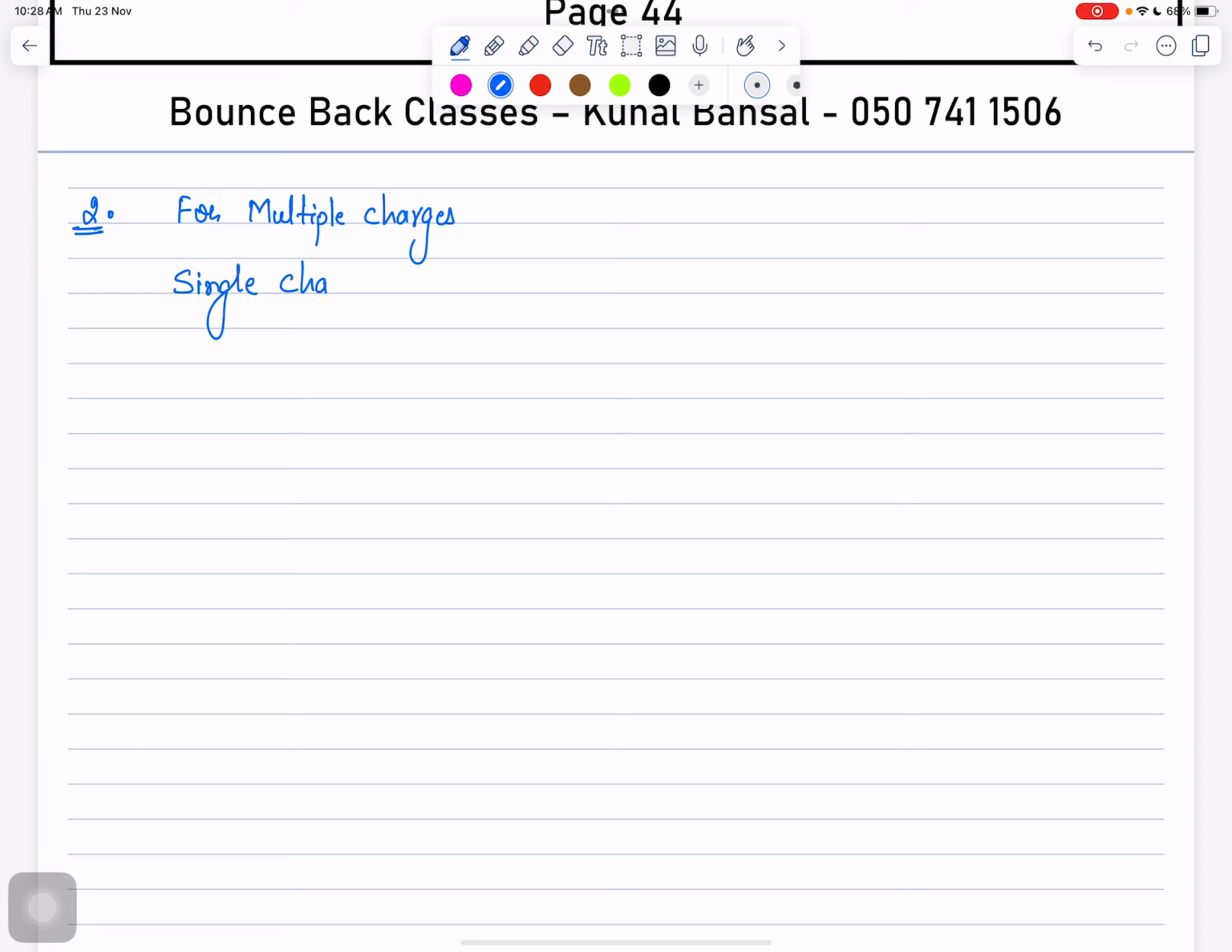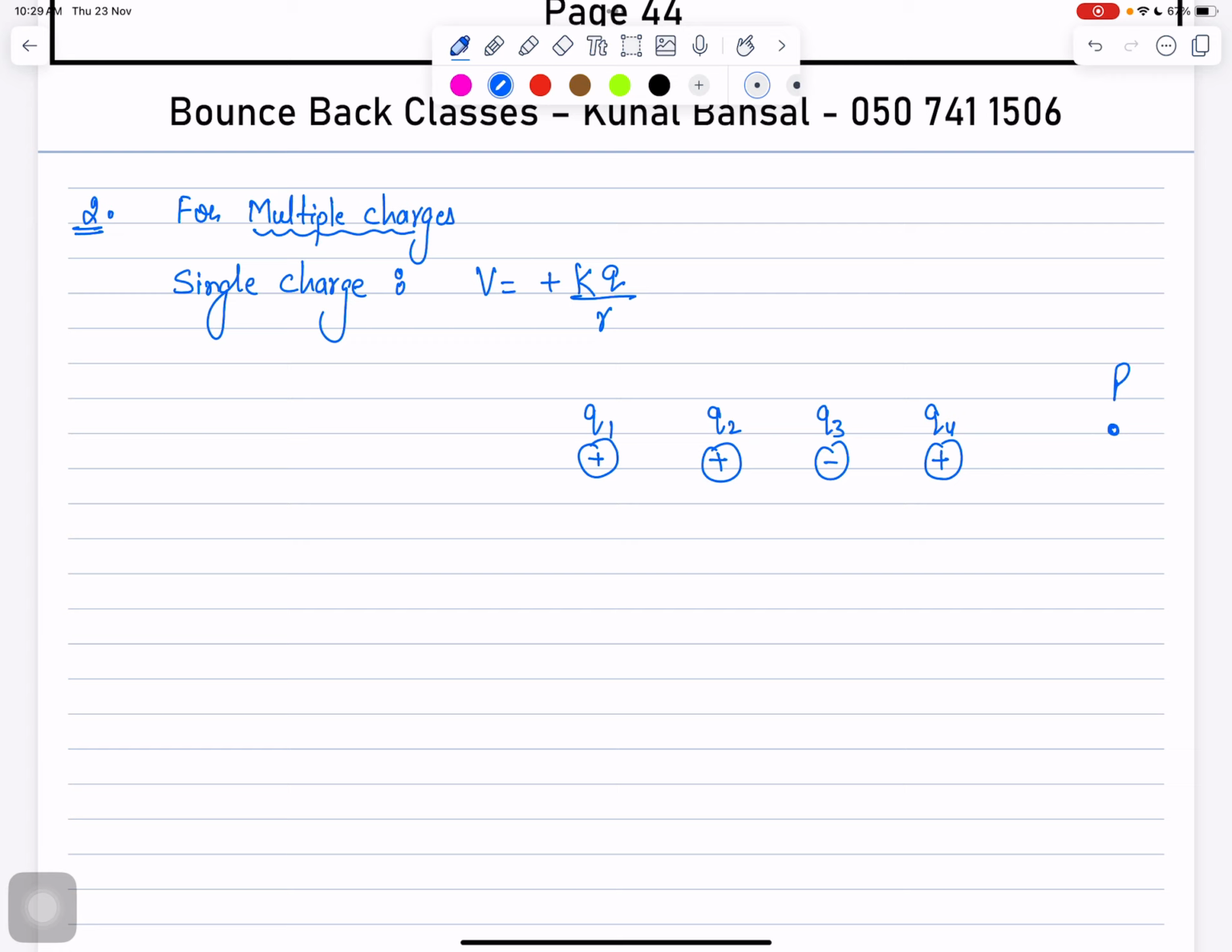Single charge. So we have a value, V equals positive kq over r. Let's say for multiple charges, we have a number of charges here and how to solve them. Let's say this is your Q1, positive. Let's say this is your Q2, positive, Q3 negative, Q4 positive, Q5 or Q6 like that. And there is a point P. You need to find the value.